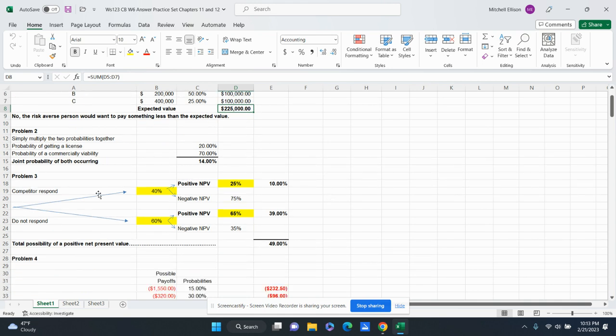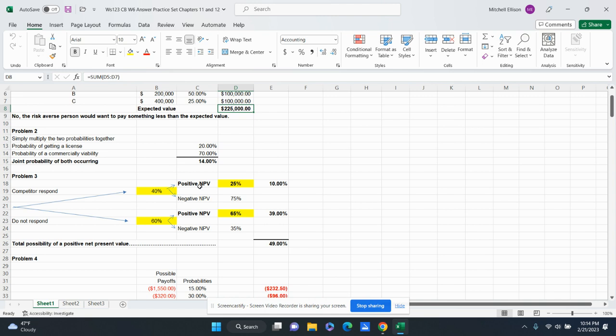Problem 3 is kind of an interesting one, because it depicts reality as far as the competitor's response is 40%. If the competitors respond, you have a 25% probability of a positive net present value. If the competitors do not respond, which again has a probability of 60% because there's only two things they can do, either respond or not respond, you have a 65% probability of a positive net present value.